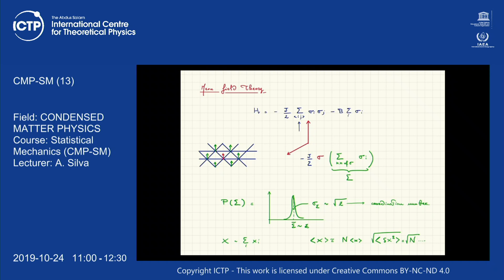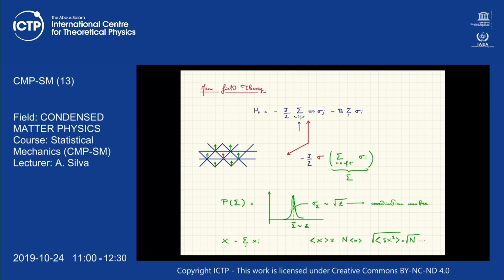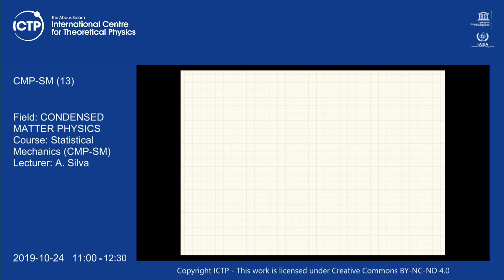Clear. Okay. So now that this is clear, it's also clear that if I replace this sigma with the average sigma, which is essentially the average magnetic field generated by the surrounding spins on the spin I'm looking at, this approximation would be exact in the limit in which the number of spins I'm summing over is very, very large, right?